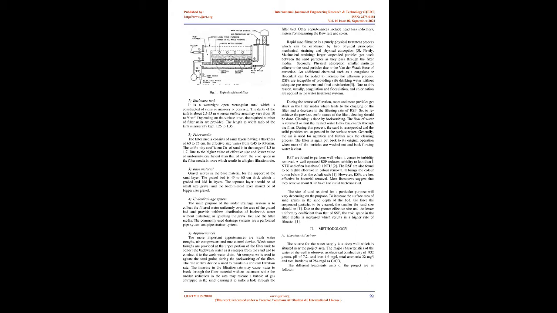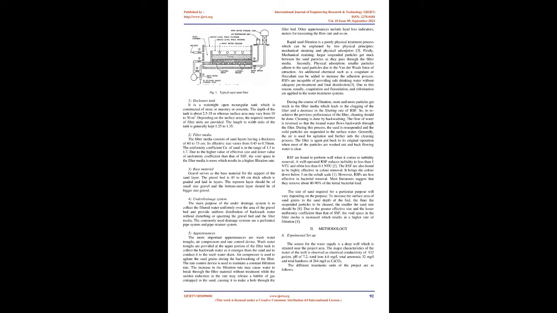Enclosure tank. It is a watertight open rectangular tank which is constructed of stone or masonry or concrete. The depth of the tank is about 2.5 to 3.5 m, whereas surface area may vary from 10 to 50 square meters. Depending on the surface areas, the required number of filter units are provided. The length to width ratio of the tank is generally kept 1.25 to 1.35.